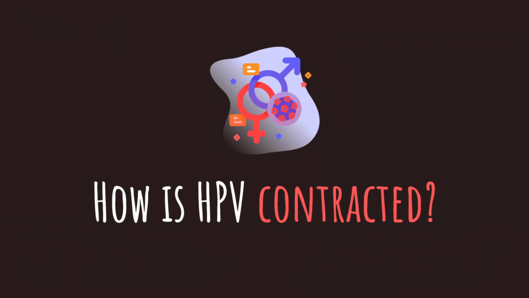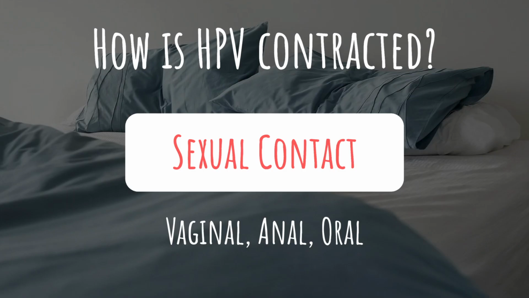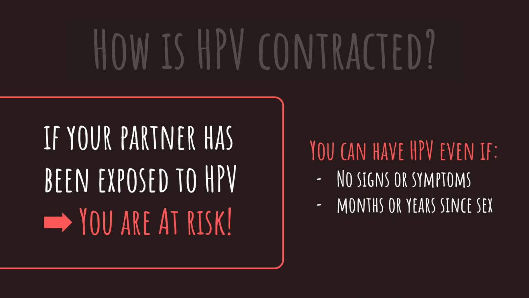So, how is HPV contracted, and how can you get it and spread it? You can get infected with HPV by having any kind of sexual contact, vaginal, anal, or oral. And so, who is at risk for getting HPV? The short answer is anyone having sex. If you're engaging in sexual intercourse, you are at risk of exposure. And if your partner has been exposed to HPV, you are also at risk.